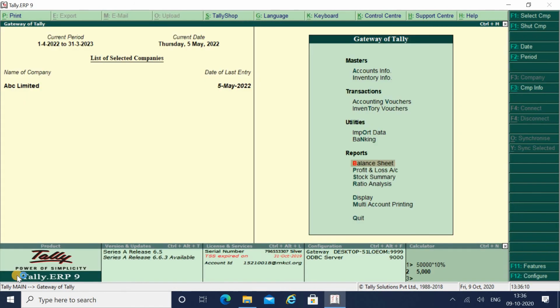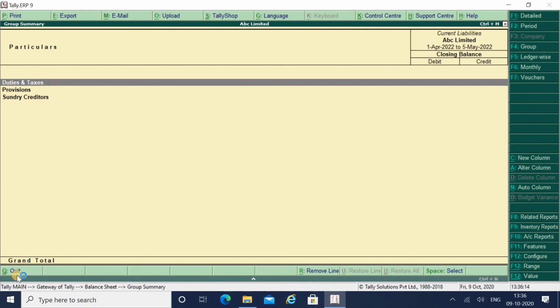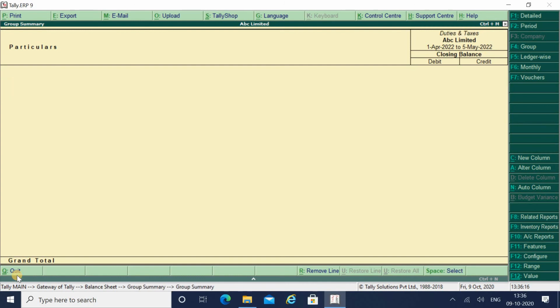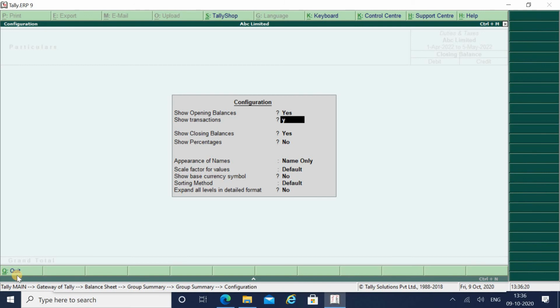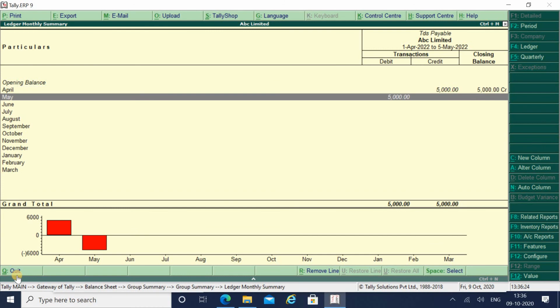The TDS which was outstanding for 5,000, let's see. Yes, we have made a payment in the succeeding month of this TDS and hence it has become nil balance. By going to duties and taxes and TDS payable, you will get the exact amount of how much TDS you have deducted for that particular month and how much you are responsible to pay.